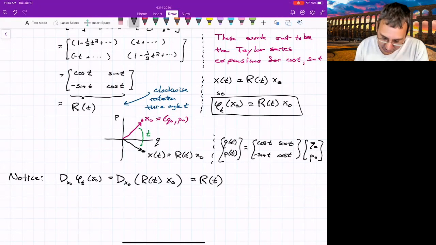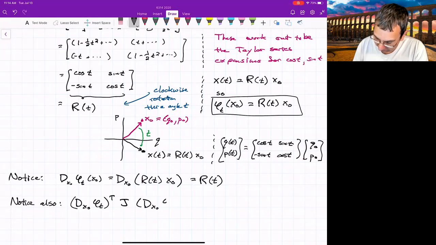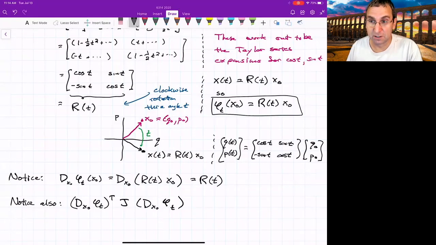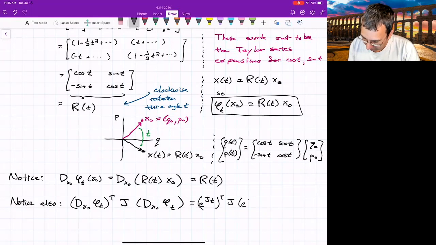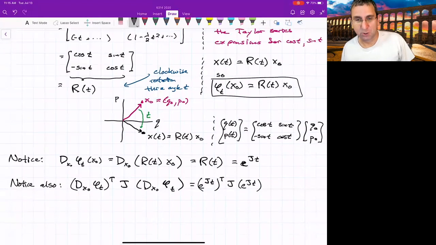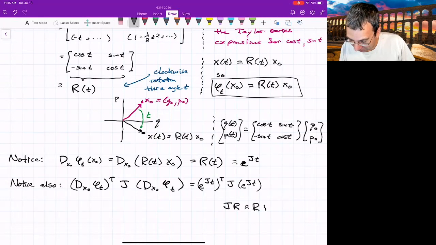And we could notice something else. If we take this, do the transpose, then times J, this might look familiar. I'm writing down the condition, trying to see if the flow map obeys the condition that we would expect for a canonical transformation. And so what is this going to be? This is going to be e to the J t transpose, J, e to the J t, right? Because R is e to the J t, because A equaled J in this case. So if you don't remember your matrix algebra, this means that J times R is R times J. So J and R commute.